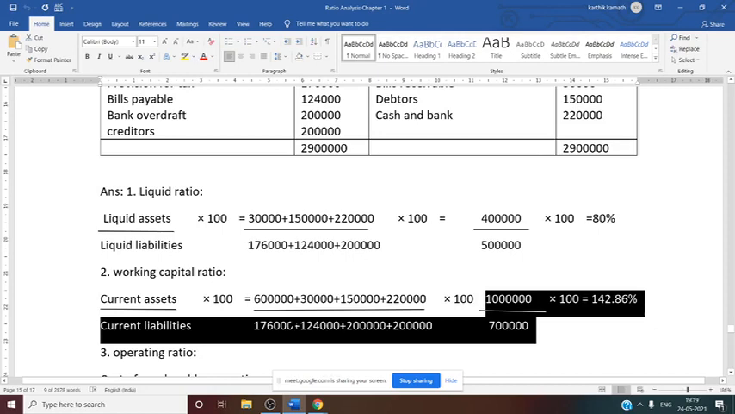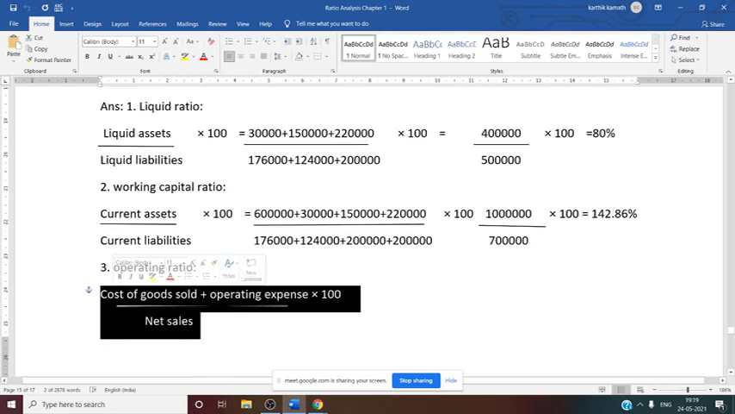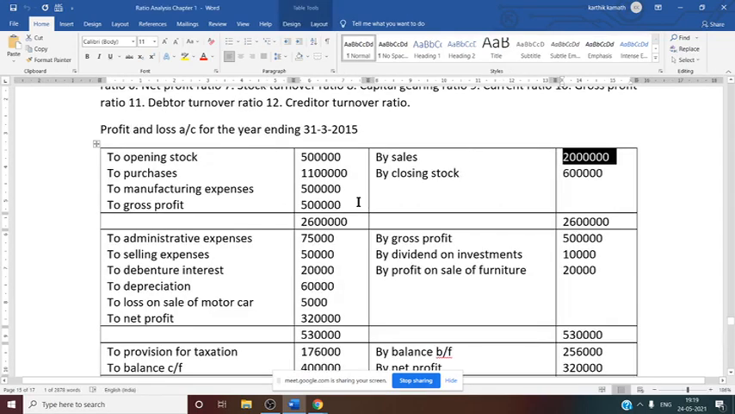Now the operating ratio formula we know: cost of goods sold plus operating expenses divided by net sales into 100. For cost of goods sold, we will apply the shortcut method here. See this, sales value is 20 lakh, gross profit 5 lakh. Directly if you minus these 2 items, sale minus gross profit, you will get cost of goods sold. 20 minus 5, 15 lakh is our cost of goods sold.